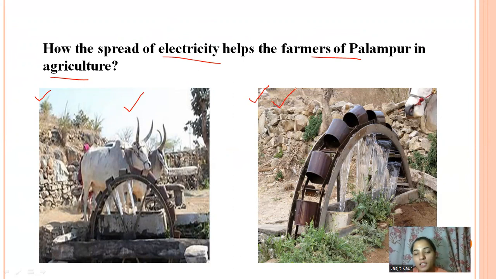So this is one thing: how electricity helps in the establishment of tube wells in the farming area, and then it will further help the farmers of village Palampur. Apart from this, you have to think about how electricity can help in farming or in the agriculture sector, and then you have to tell me in the comment section.